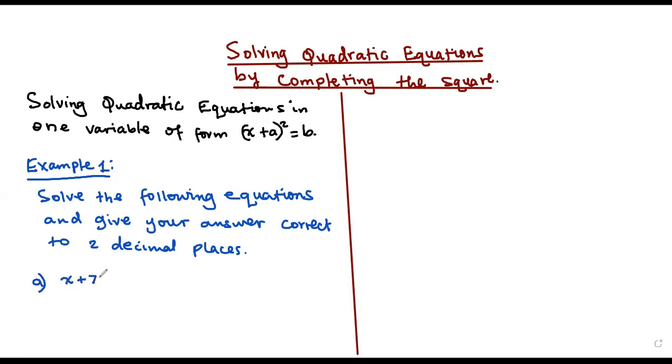Okay, let's have A: x plus 7 squared is equal to 100. B, let's have x plus 3 squared is equal to 14. And let's have C as y minus 5 squared is equal to 11. Okay, so let's get the solution.